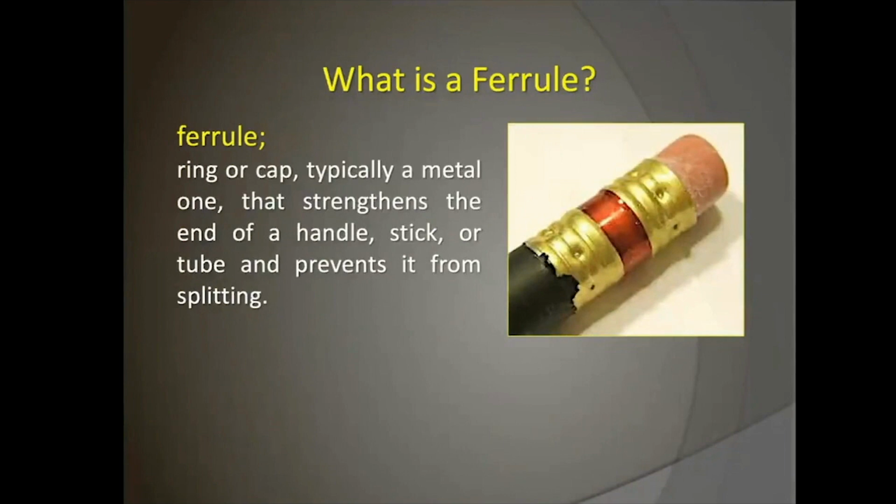The ferrule is a ring or a cap, typically a metal one, that strengthens the end of a handle, a stick, or a tube and prevents it from splitting. That's why pencils have these metal ferrules around them, in order to prevent the wood from splitting on one end and allowing the other end to have an eraser, but that's not the purpose. The purpose is to keep the wood from splitting. And the crown acts in the same way as a ferrule as long as you have it end on healthy tooth structure. We don't want to end the crown on core material.